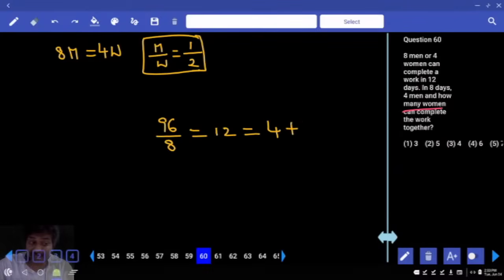Let us assume we have X women. Each woman does 2 units. X women do X into 2, or I can write it as 2X units. 12 is equal to 4 plus 2X. 2X is equal to 8. X is equal to 4. So how many women should be there? 4 women. Clear?